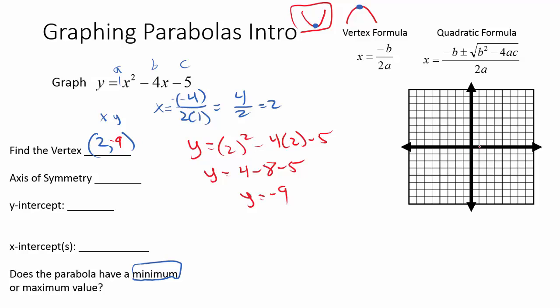I'm going to plot that on the graph right now. So 2, 1, 2, 3, 4, 5, 6, 7, 8. And you know what? I'm 1 point below the graph, but that's no problem. We'll make do. So (2, -9) should be down there somewhere.